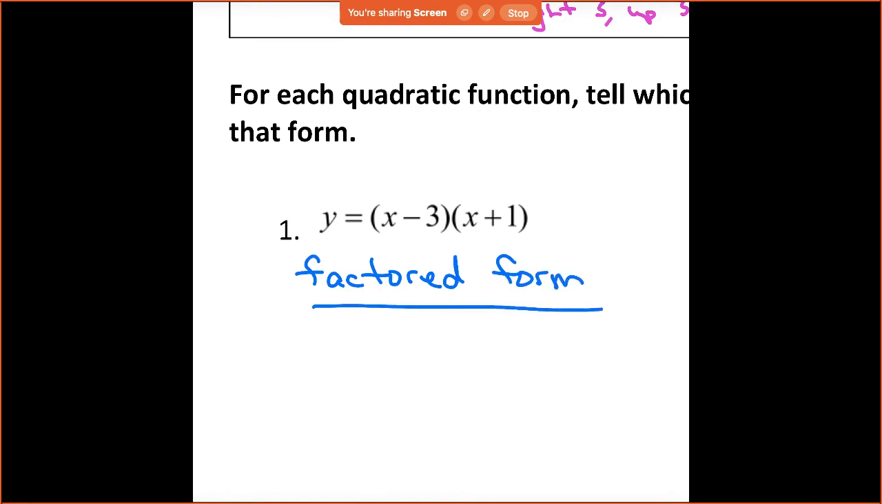From factored form, what are the key points that we can identify? Right? Drew, it's not a competition. Stop.